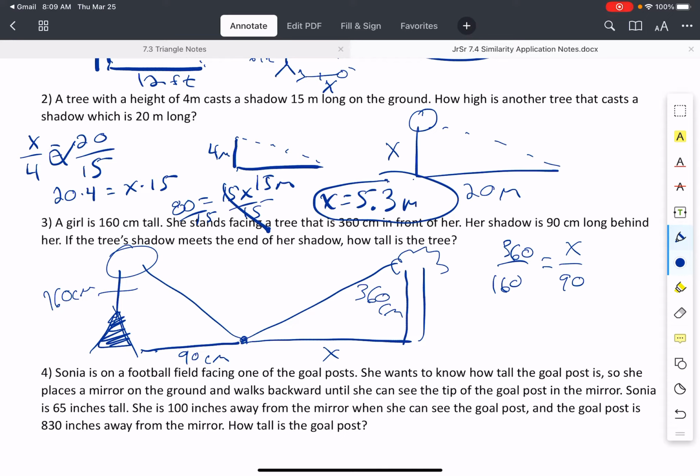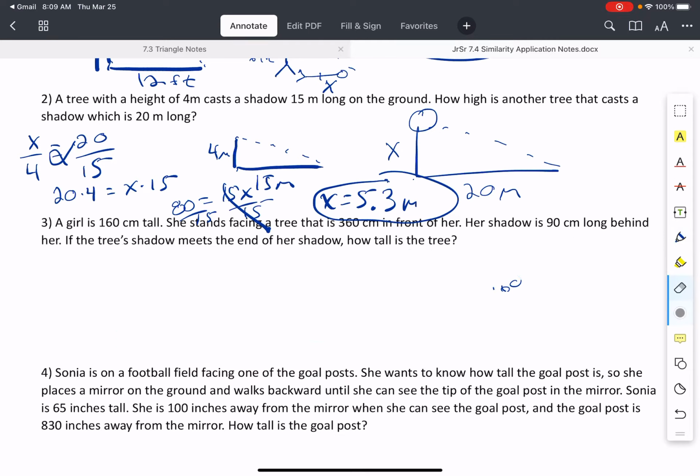Okay. Yeah, Alex. If the tree shadow meets the end of her shadow, wouldn't she have to minus her shadow from 360? Because the tree's in front of her. Oh, good catch, Alex. Awesome. I drew this picture so wrong. I read it as the tree is 360 feet tall or 360 centimeters tall. Okay, erase. Let's start over. Thank you, Alex. Good job.